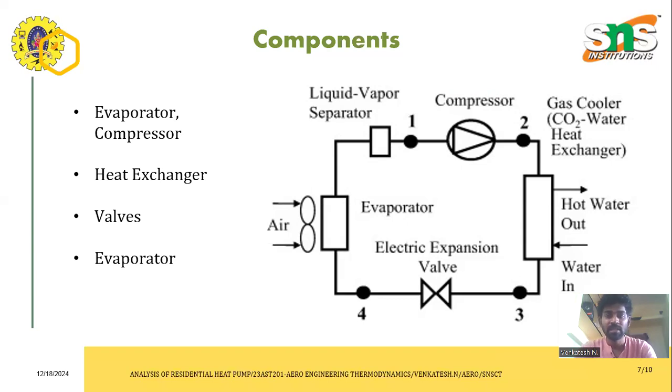The flow first goes to the evaporator side, then to the liquid vapor separator filter section, and next to the compressor part. The compressor is divided into mixing of CO2 and the water heat exchanger, and finally it goes to the expansion valve section. After that, it goes to the evaporator section and the hot water output side.